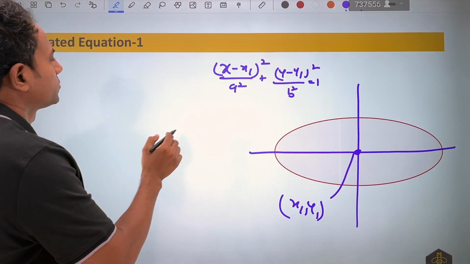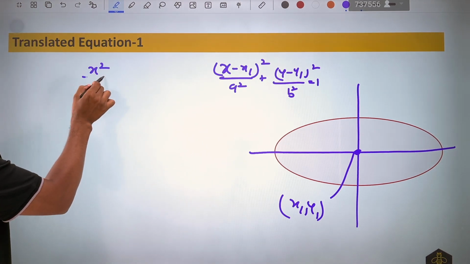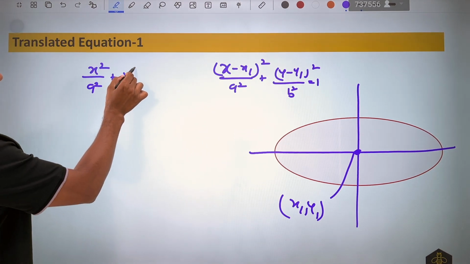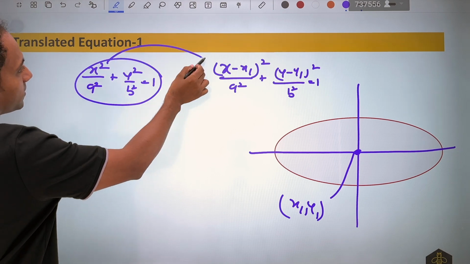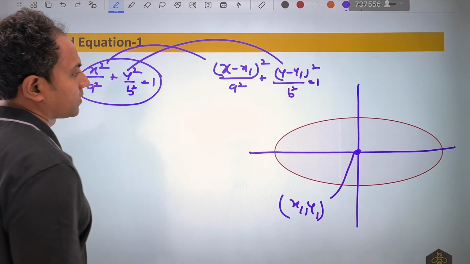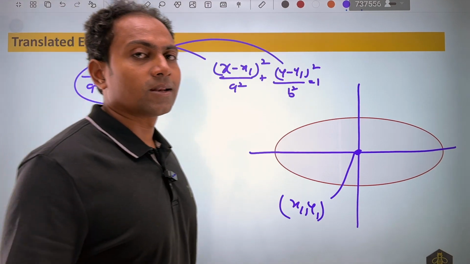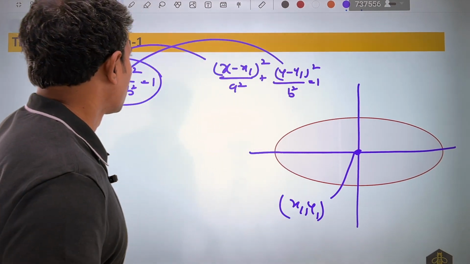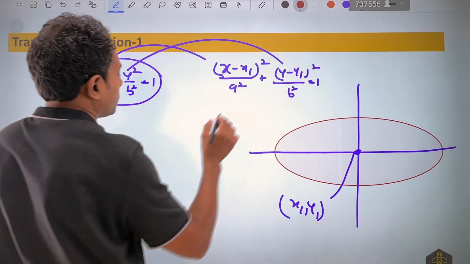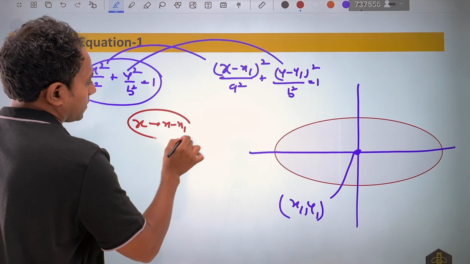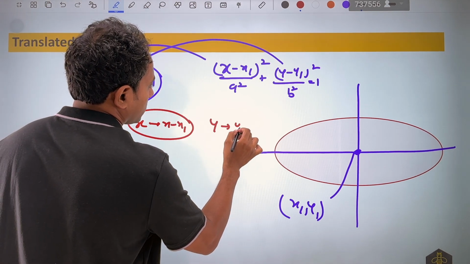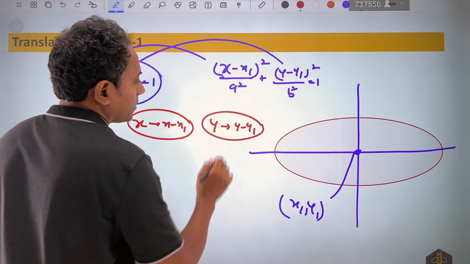And if you compare with the original equation, you might think that the only difference between this equation and the standard equation is, in place of x, x minus x1 is written, and in place of y, y minus y1 is written. And that is exactly what we are going to use for all the results. So in the results also, I am going to replace x by x minus x1 and y by y minus y1 to get all the relevant results.